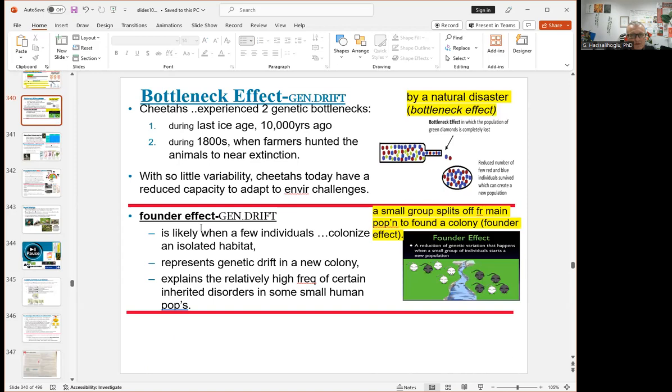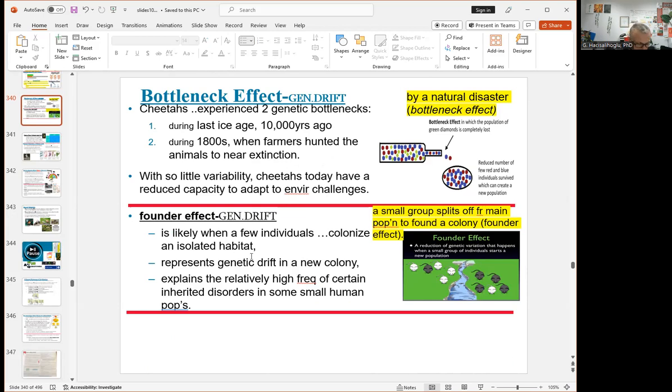Here is more information about the bottleneck effect, which is one of the mechanisms. An example is endangered species. They can have a severe or temporary reduction in population size, and some alleles can get lost, maybe by a natural disaster. You can see here the bottleneck effect.